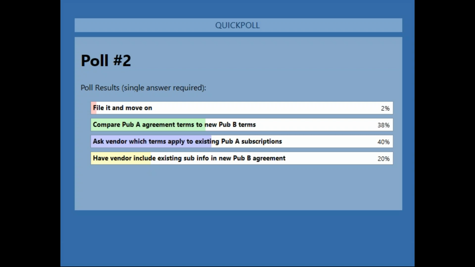vendor, okay, how will this work now? And so I ask them to tell me what terms now apply to these old subscriptions, and even if they say, oh yeah, your new agreement will cover them, I make them or ask them, or come up with some solution to formally tie old orders or subscriptions to new terms. That way I can actually file the old one and move on when I've archived it.